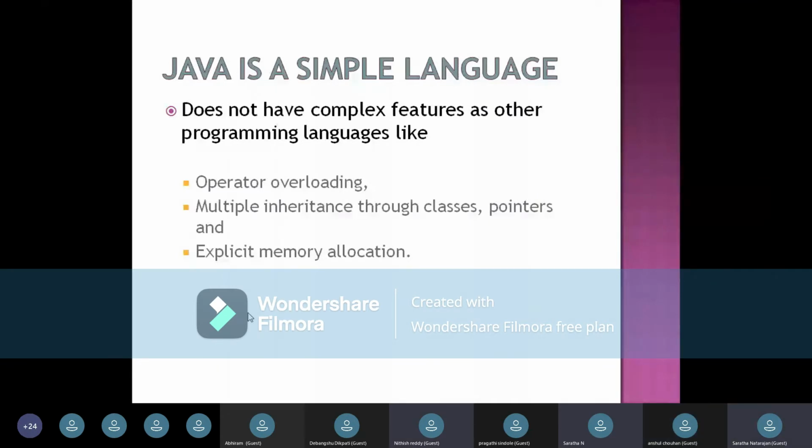What is inheritance? What is inheriting? Extracting the functions of a parent class to the child. Inheriting is nothing but extracting the properties or methods from the parent to the child. And what is multiple inheritance? Multiple inheritance is nothing but a single child having multiple parents. That is what we call multiple inheritance.